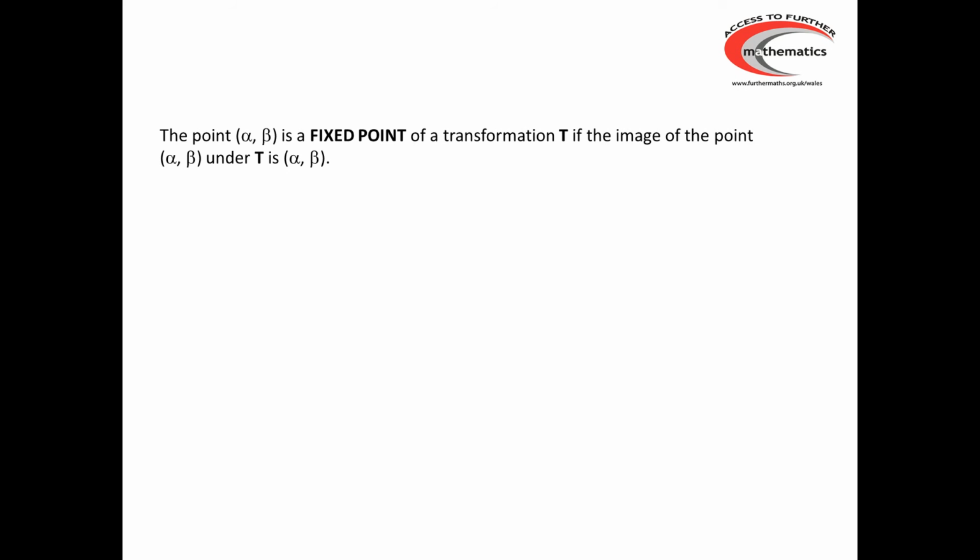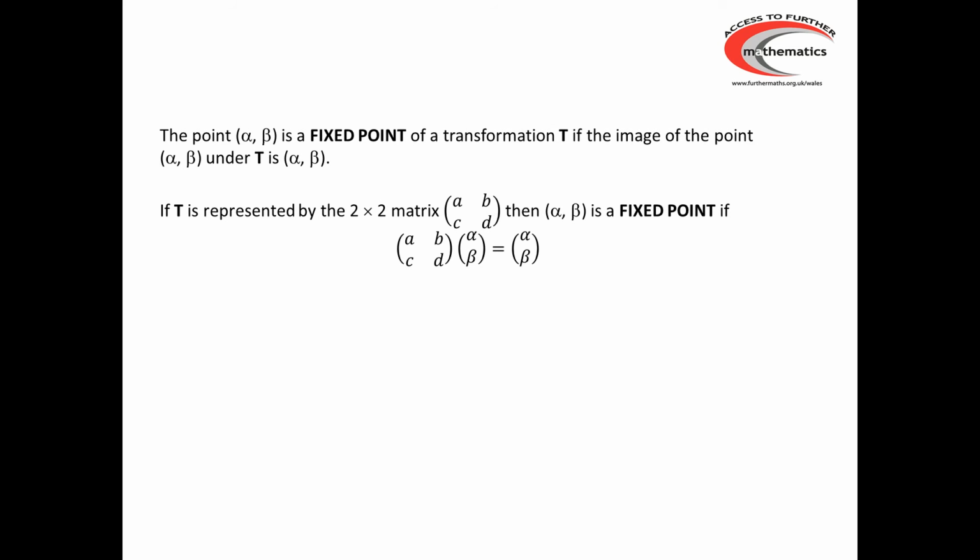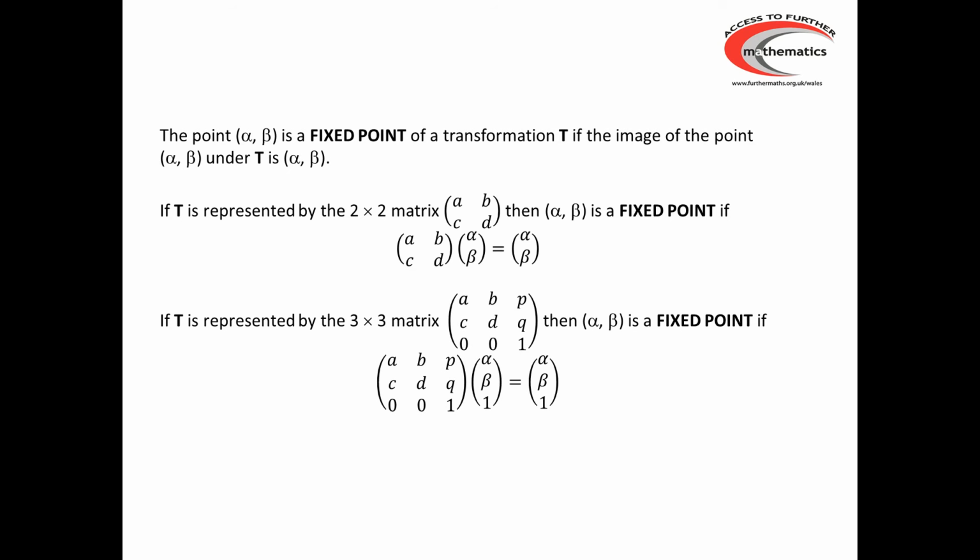Finally, we must understand what is meant by a fixed point. A fixed point is a point that is left alone by the transformation. So algebraically, if the transformation is represented by a 2 by 2 matrix, then we must have ABCD times alpha beta equals alpha beta. If on the other hand the transformation is represented by a 3 by 3 matrix and alpha beta is a fixed point, then we must have the matrix times alpha beta 1 must equal alpha beta 1.